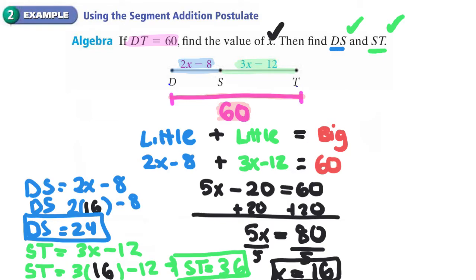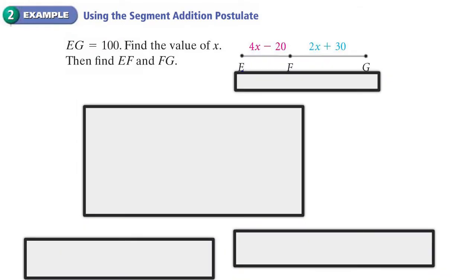This part over here where you're finding the lengths is one of the most important things that you are checking for in geometry, because oftentimes we forget this part of the problem. We need to make sure that we're always going back to check for it. Pause the video and try this example on your own.